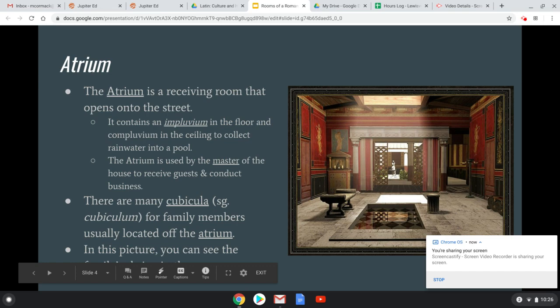Now, the first of the Roman rooms that we're going to talk about today is the atrium. The atrium is probably the most important room in the entire household for the Romans. In our modern day, we don't really have a good equivalent to the atrium, but we would probably consider it the closest to, say, our living room, or in a larger, fancier house, maybe like a parlor or sitting room, something like that.